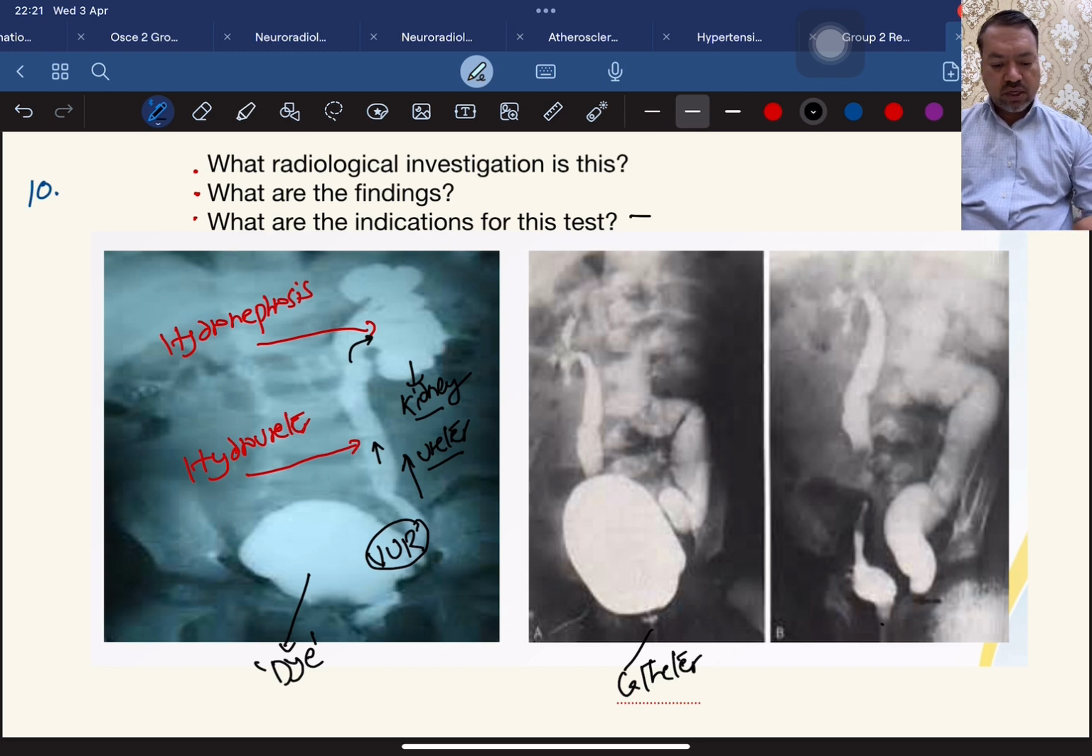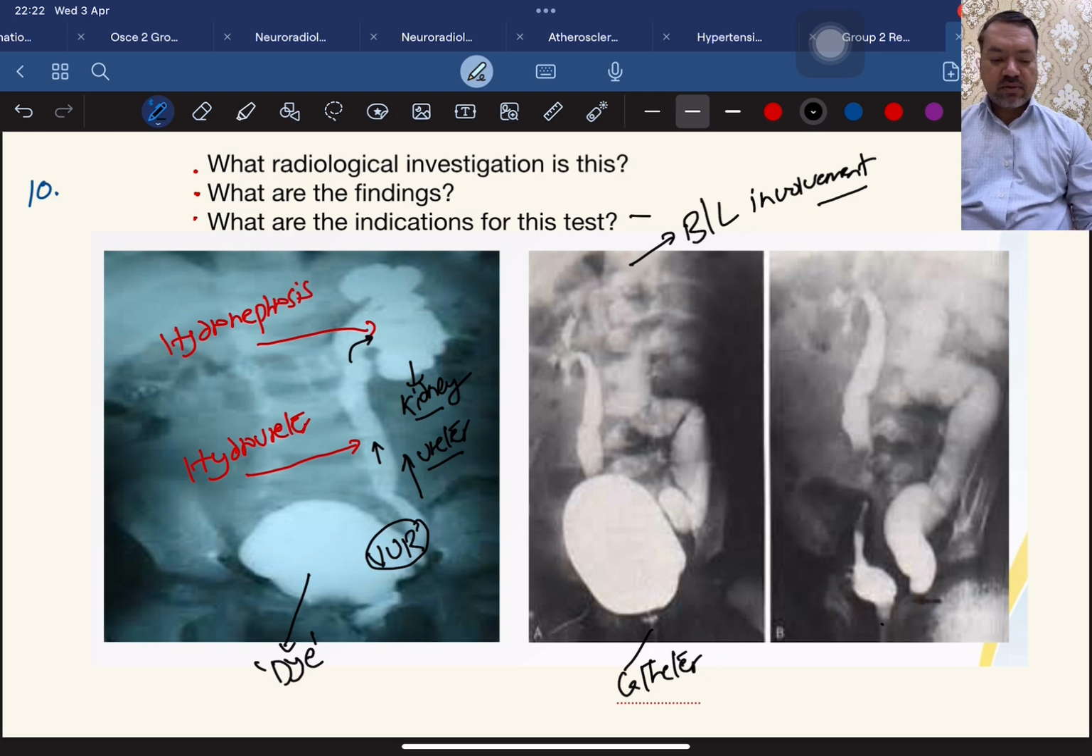Now see here, the second picture is showing bilateral involvement on both sides. So there is bilateral VUR, and the third one is also the same thing. So findings you can nicely write now: unilateral and bilateral involvement of the ureter and the kidney.